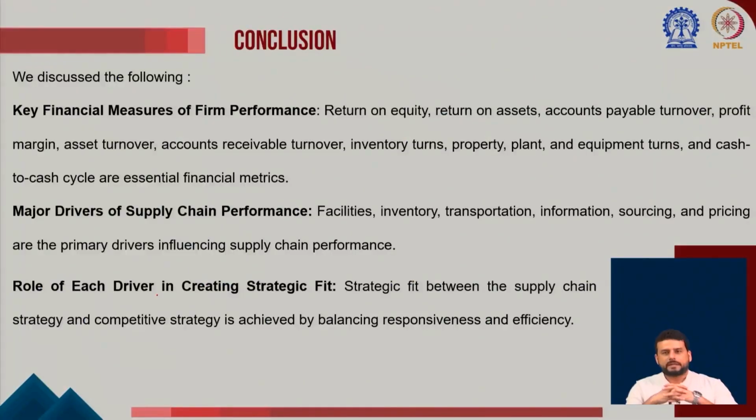So now we can conclude that we need to take care of these 6 drivers: 3 logistics drivers, facility, transportation, inventory, and 3 cross-functional drivers, sourcing, information and pricing. When you vary these drivers on a scale of 1 to 10, your responsiveness and efficiency will be impacted, right? Whether responsiveness or efficiency will increase depends upon which market you are operating in and what the customer requirements are. In that way you need to change, or you can say manipulate, all these drivers to get the desired performance, right?